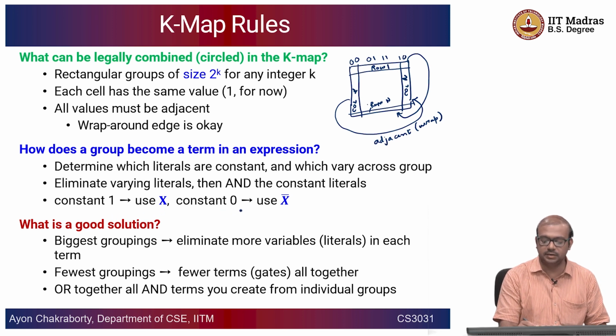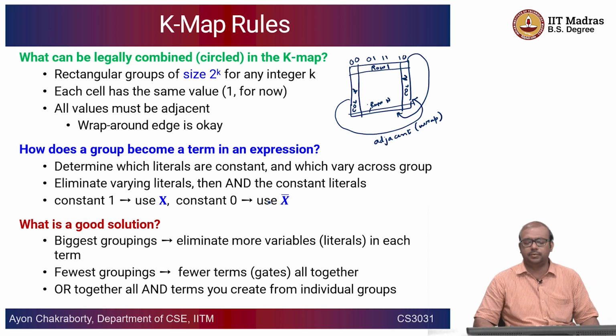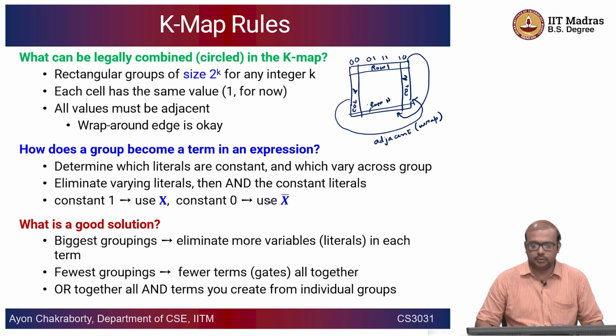If you use constant 0, you use x bar. For now we will just assume that we are working with only ones, not zeros. So if you have groups where x and x bar are both present according to the Gray code, you have to make sure that they are eliminated, and for the variables that remain you have to use an AND of those literals. That is something that we have already shown as an example.